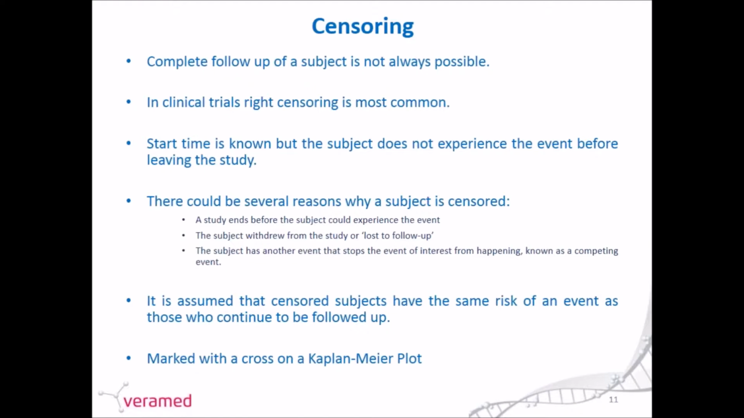Now, it's necessary to assume that once a subject has been censored, they have the same risk of an event as all those subjects that can be followed up. Now, this would not necessarily be true, as often those subjects that withdraw from a study, the reason why they withdraw could affect how quickly the event would occur. And when you're displaying this on a Kaplan Meier, you'd usually mark a cross where each subject is censored.